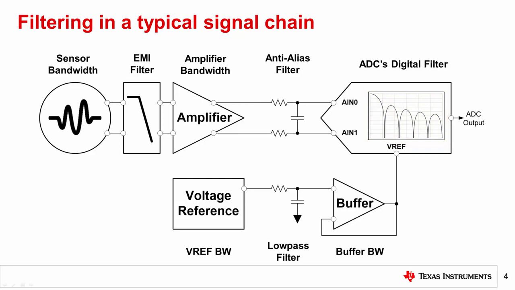The second input path is from the voltage reference, which also has some definable bandwidth and generally includes a low-pass filter at the output to limit how much voltage reference noise enters the system. A buffer might also be included to ensure proper settling and ADC performance for higher speed data acquisition.